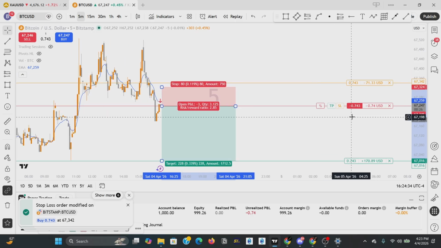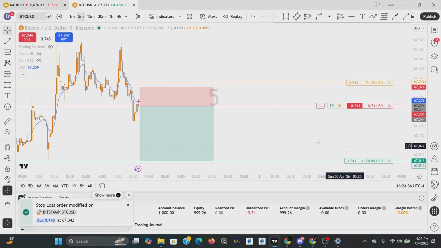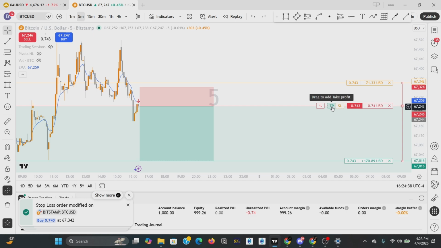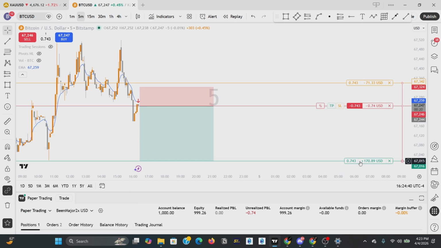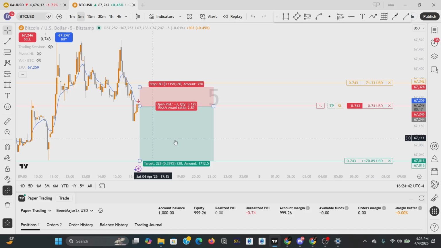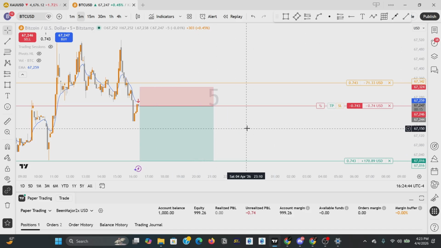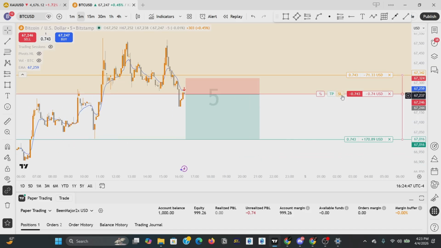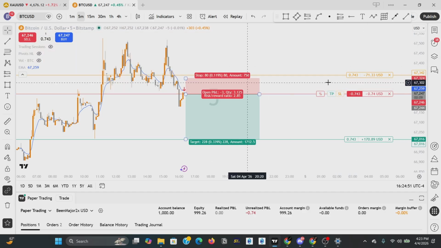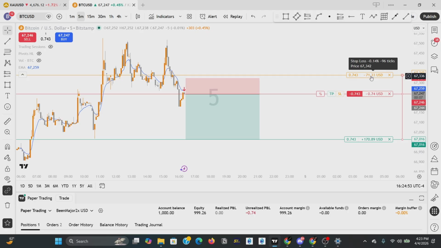Now we can look and see, okay, my TP or my take profit is down here, 170.89. So if I win this trade, I win $170. My SL or my stop loss is 71.33. So if I lose this trade, I'll lose $71.33, right?